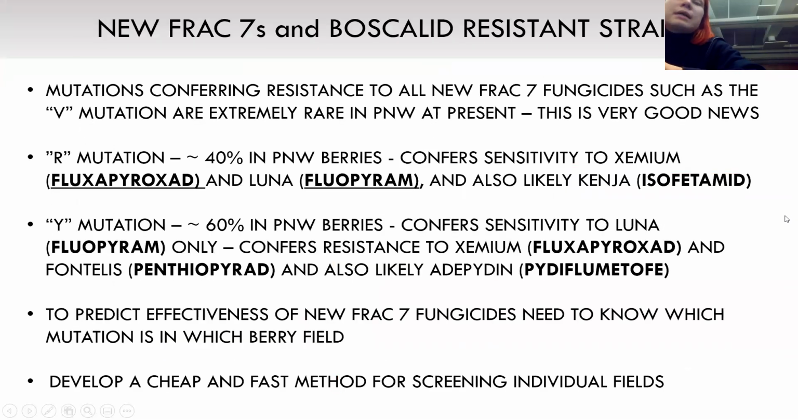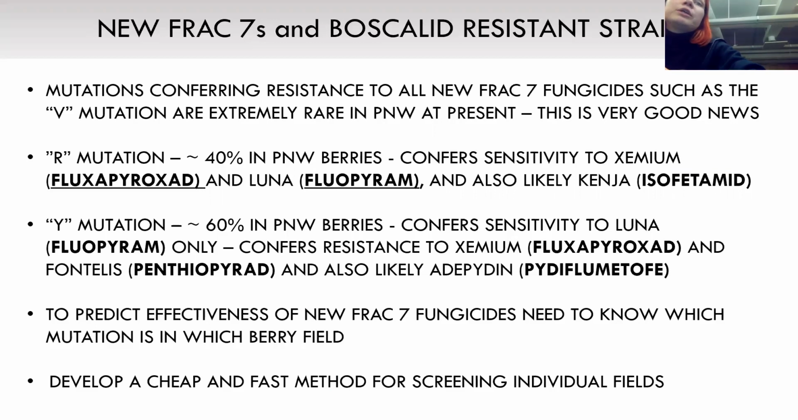So, as a result, we've learned that mutations that confer resistance to all new FRAC 7 fungicides, such as the V mutations that I showed you in the beginning, are extremely rare in the Pacific Northwest at the present time. And this is very good news because such mutations cause cross-resistance to all new FRAC 7 fungicides. And if the population had such mutations in berry fields, we probably wouldn't be able to use any of these fungicides.